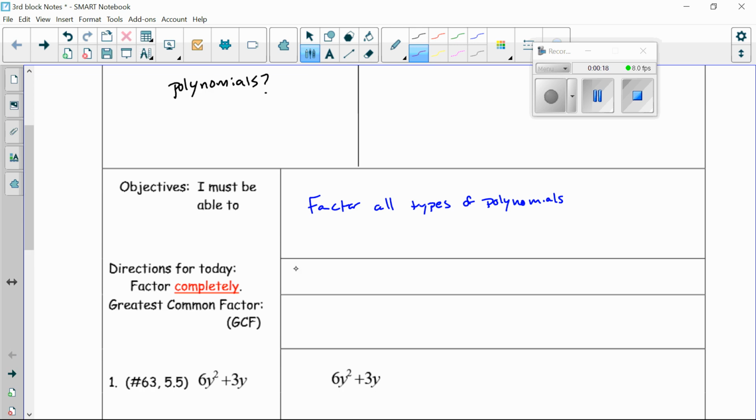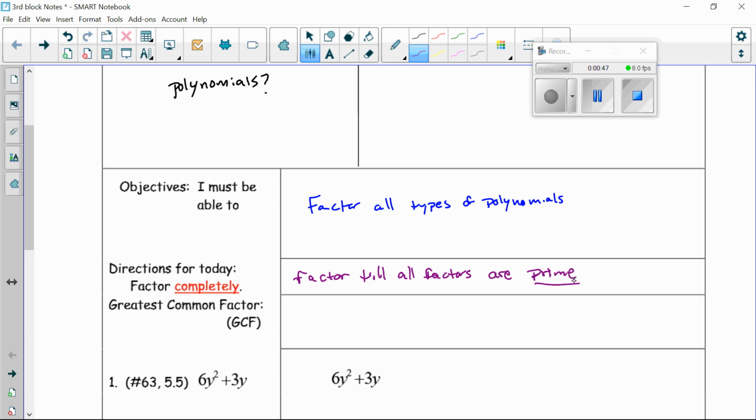So factor till all factors are prime. And remember what a prime number is, a number that's only divisible by 1 and itself. Prime factors are the same way. Nothing should go into each of the terms except 1 and itself, and we can't break it down any further.